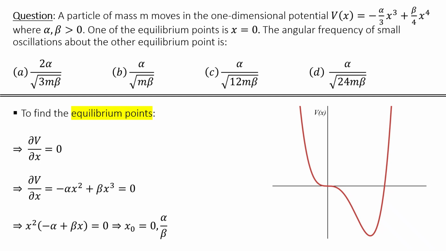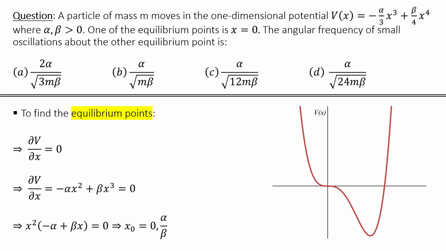So in this question we are given a one-dimensional potential V(x), whose one equilibrium point is x equals 0, and we need to calculate the angular frequency about the other equilibrium point. For your convenience, I have also drawn this potential in a graph. You can see this graph has a maxima somewhere around the positive x-axis, which we will calculate.